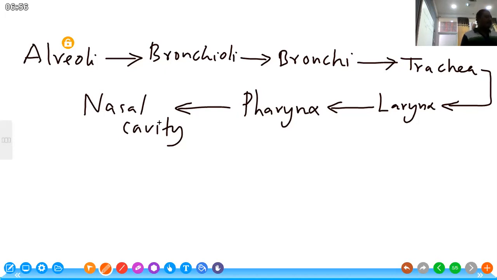Diaphragm moves up, increasing its curvature.